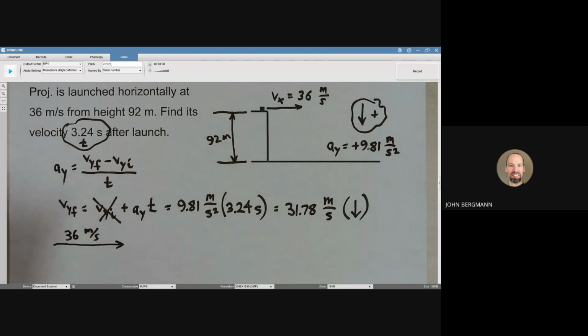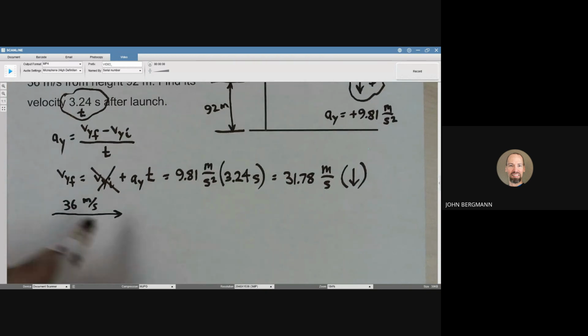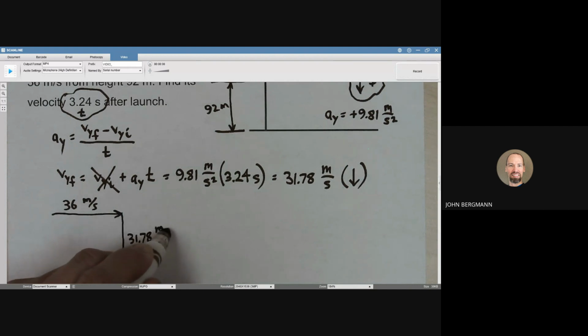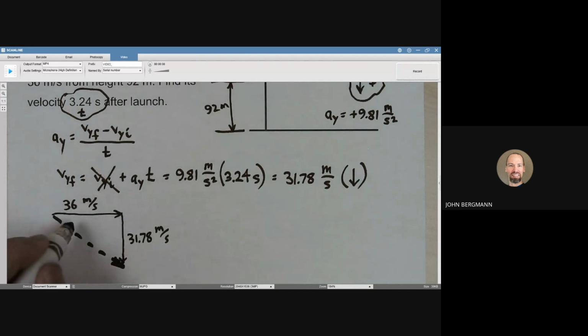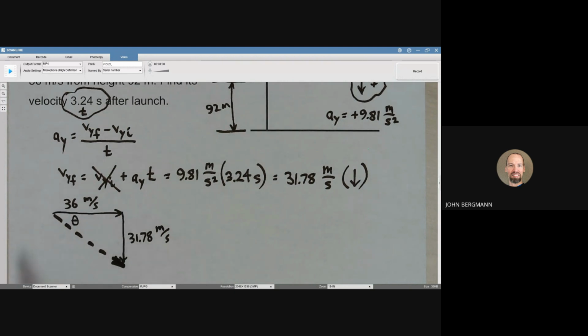Remember that doesn't change. And Vy final is 31.78. So 31 is going to be slightly shorter than 36. How about like that? 31.78 meters per second. The vector that we want is this guy right there. And we're also going to have to find that angle below horizontal, aren't we? I trust that you can do that.